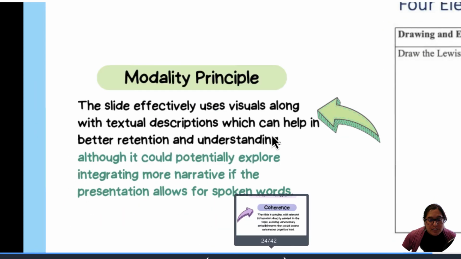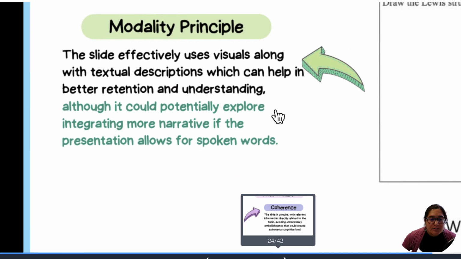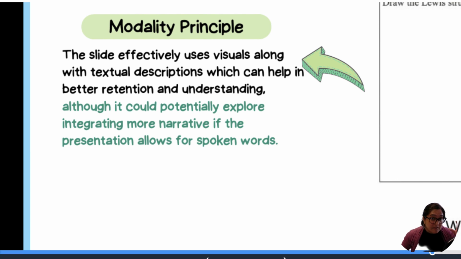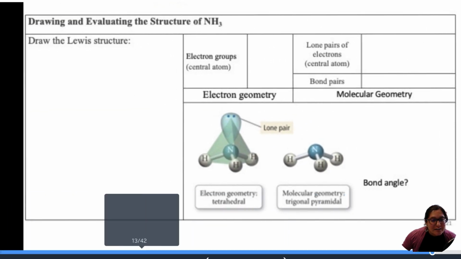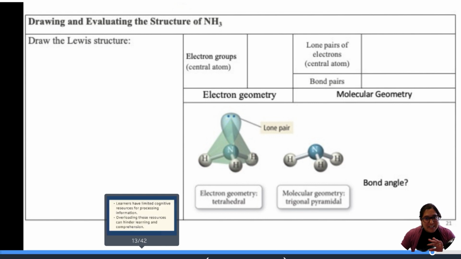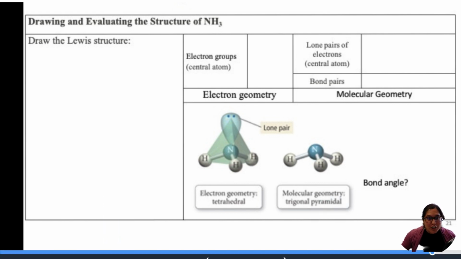What are some issues that could come up? And it could be that while the slide is effectively using visuals, the lack of textual description, so can you see that it can help. However, we could potentially want to integrate more narrative in the presentation that allows for a spoken word. So if you notice over here, there's not a lot of room for a spoken word. So if I take it all the way in which I'm not looking at or adding any extra information, it is not as useful as a resource to study.